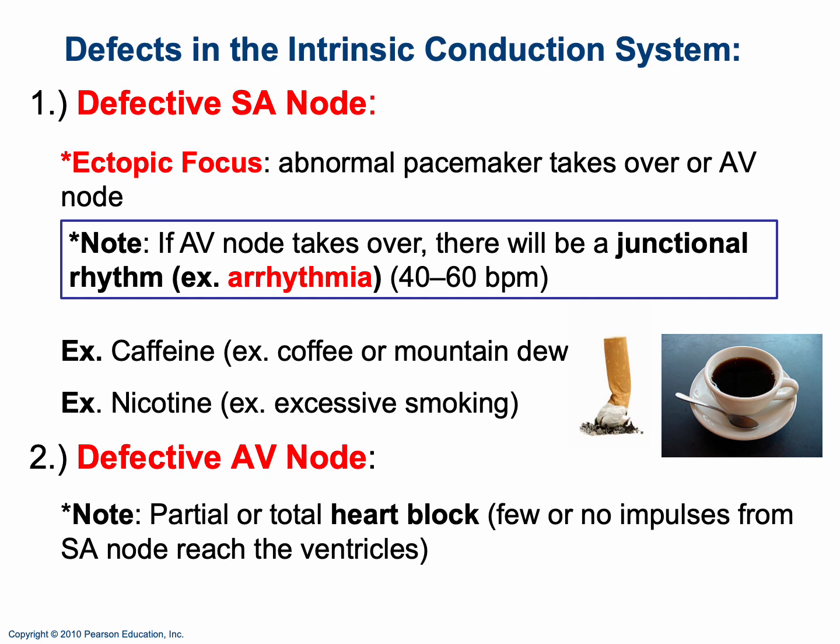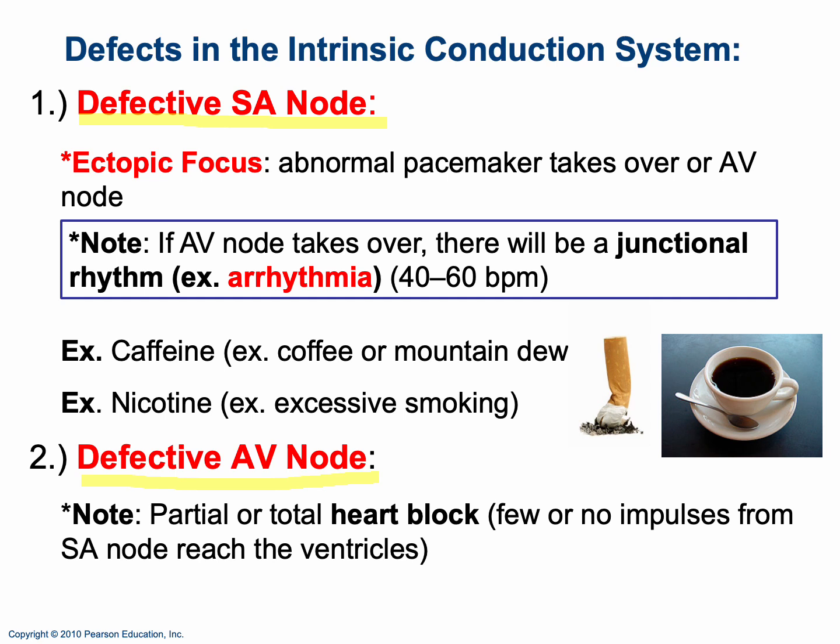So that's the normal process of how the intrinsic conduction system occurs. But this is not always the case for everybody. Some people have defects in their intrinsic conduction system. So perhaps maybe they have a defective SA node, or perhaps they have a defective AV node.